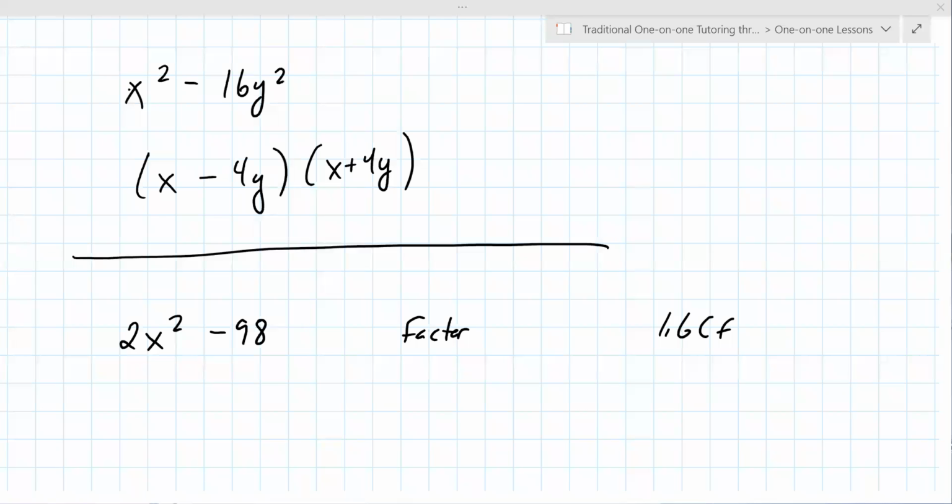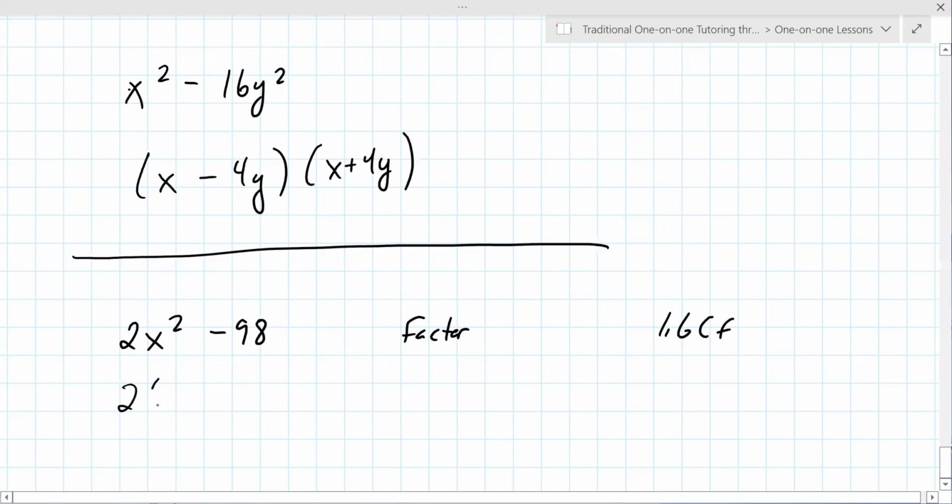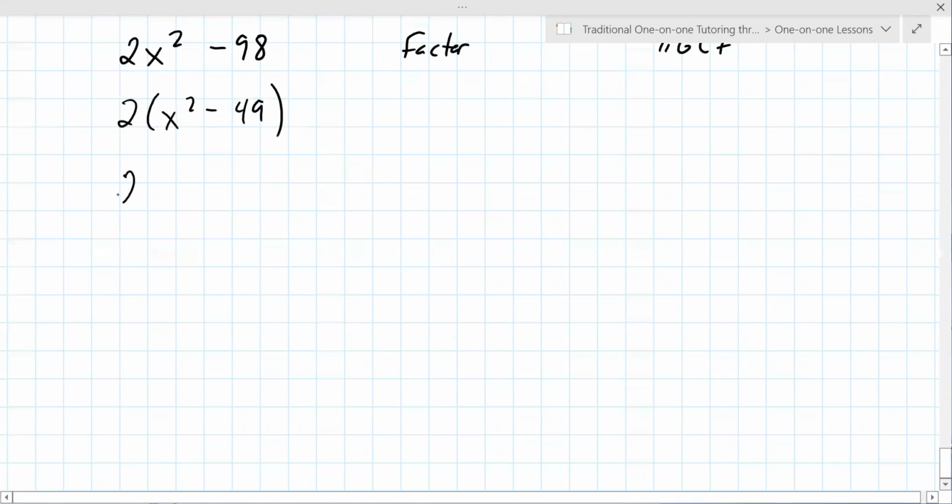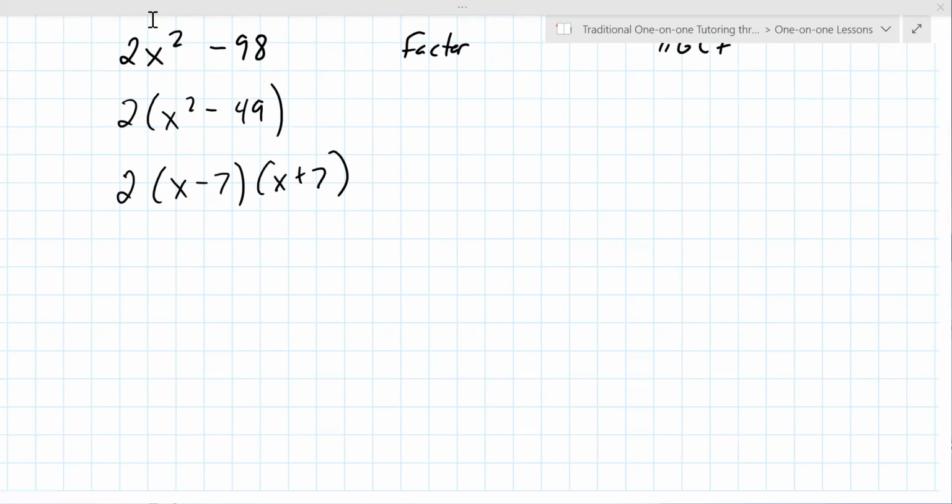So you factor out 2, to get 2 times x squared minus 49, and then is it x minus 7, x plus 7? Yeah, so this is the synthesis. This is the putting it all together. We've got a bunch of different types. Can you recognize what to do in those cases?